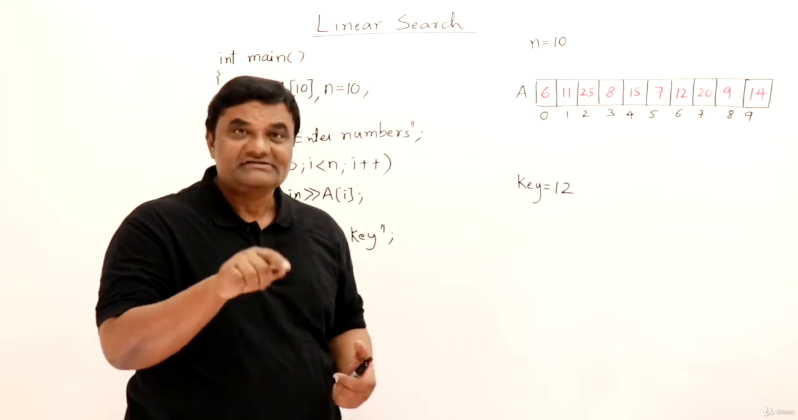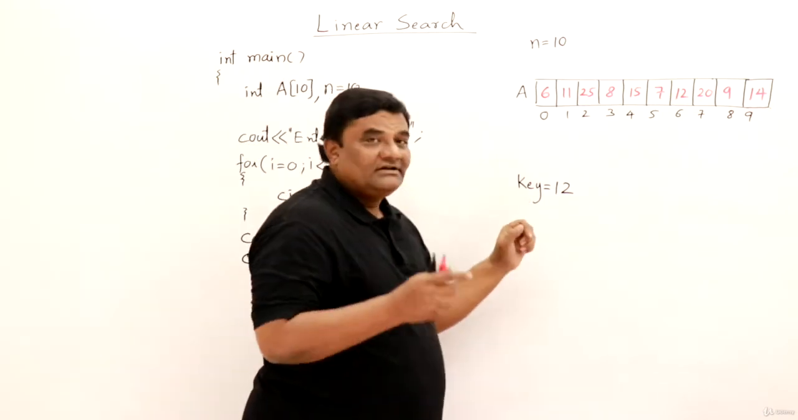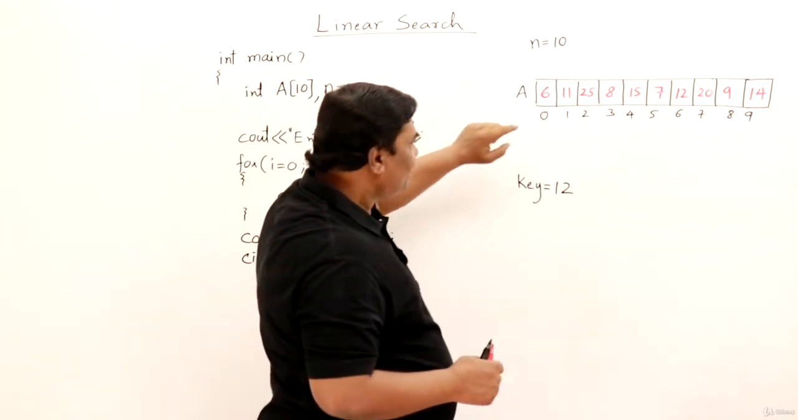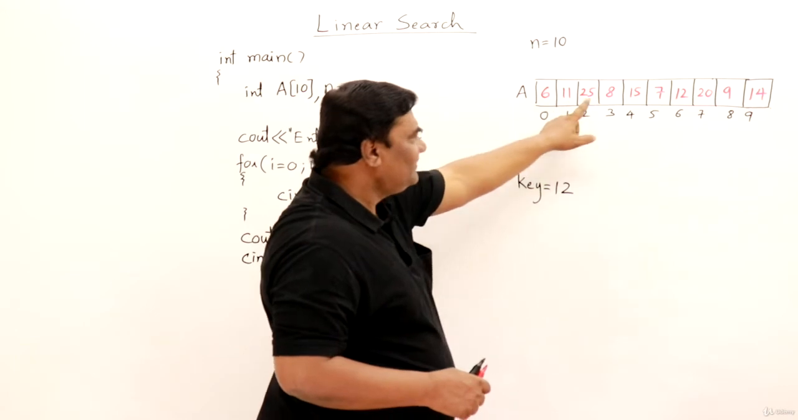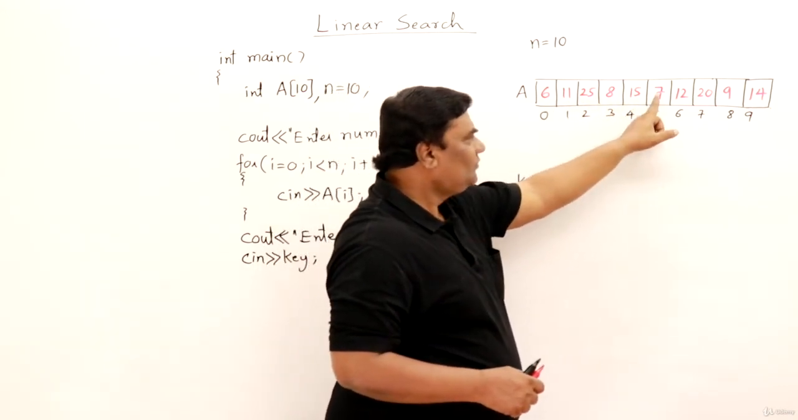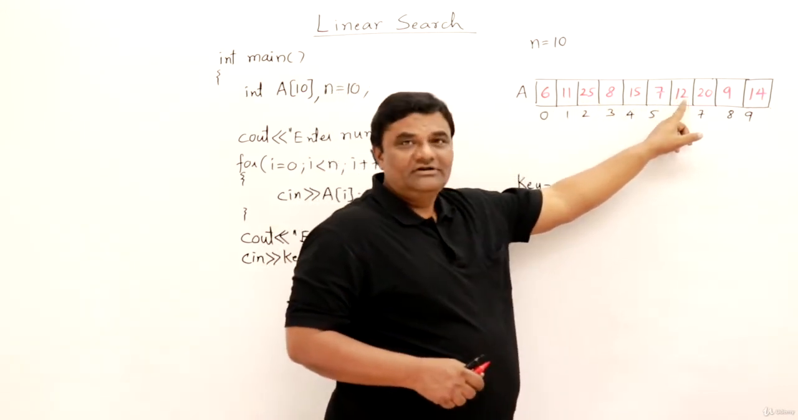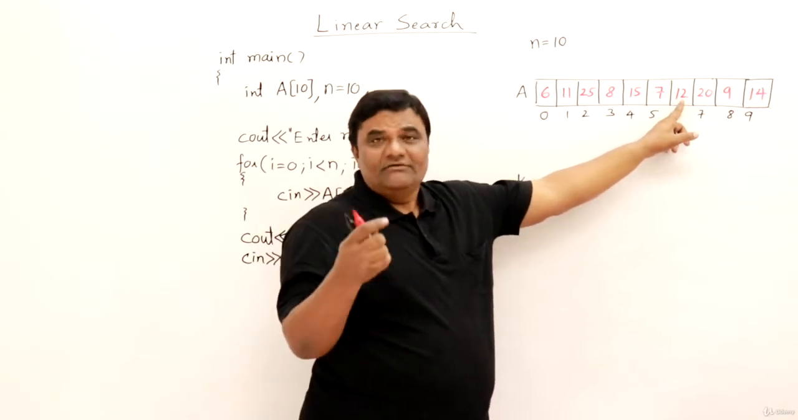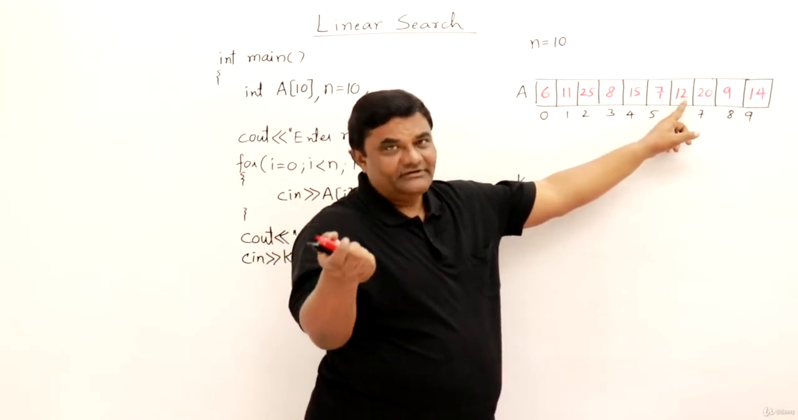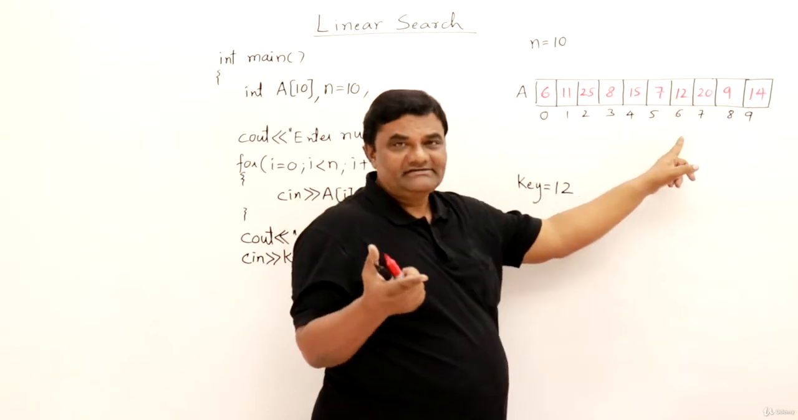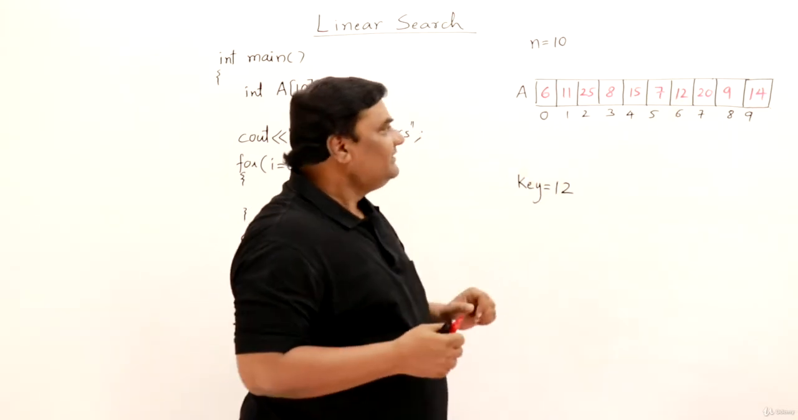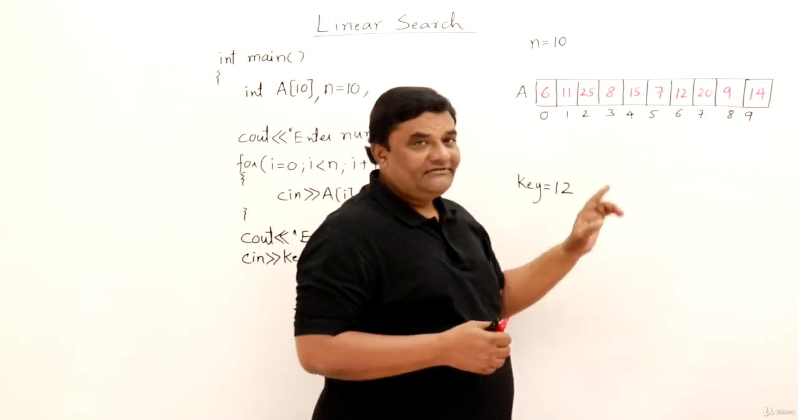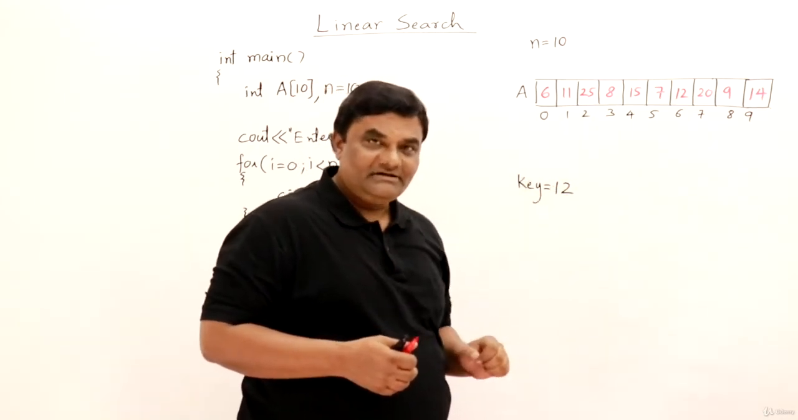That is linear search. 12. So for finding 12, we'll start from here. Checking the element one by one. Is it 12? No. Is it 12? No. Is it 12? No. Yes, it is found. So we stop here. Once we got the element, search is successful and we stop. We got the index 6. This is the search method. So for searching that, I have to compare all the elements one by one until I reach that element.